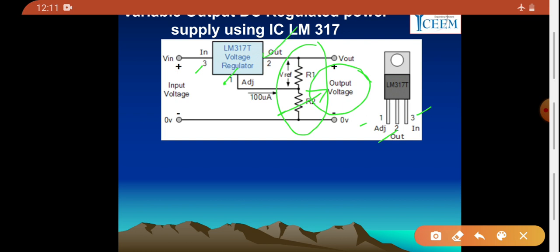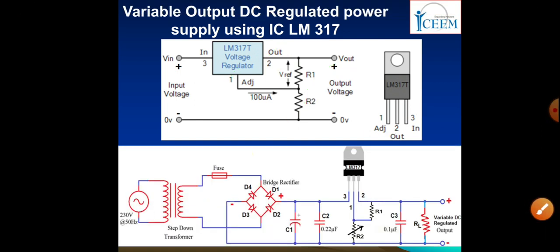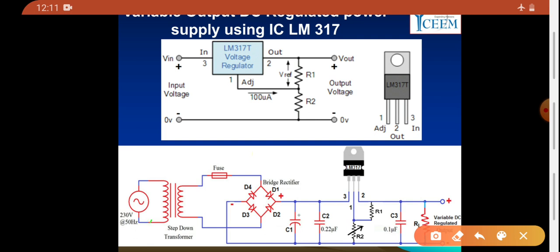Now how will the circuit diagram be? You can see here. The rest of the circuit is the same. Transformer will be there, rectifier, fuse, and filter capacitor will be there. Along with the LM317, these two capacitors, C2 and C3, with the same values, will also be there, but this is the additional arrangement. R1 is a fixed value and R2 is a variable resistor.